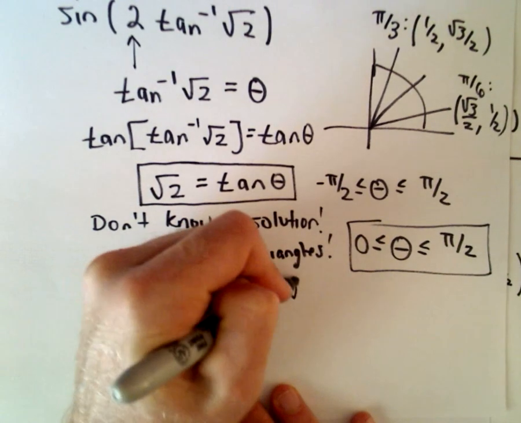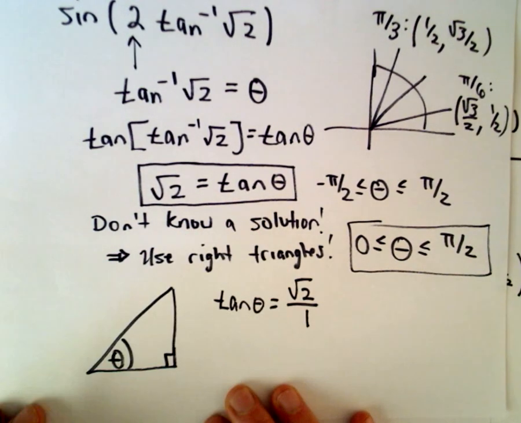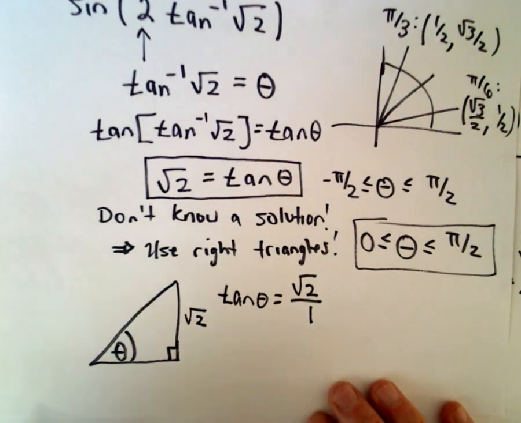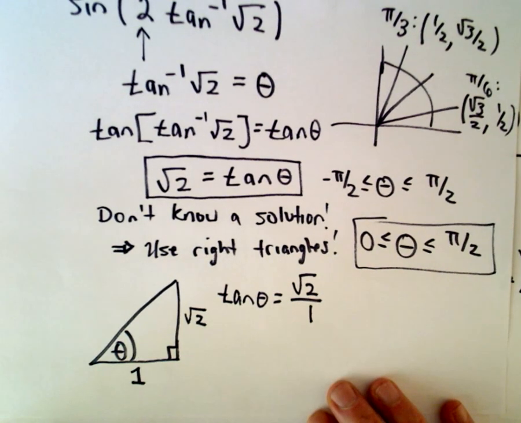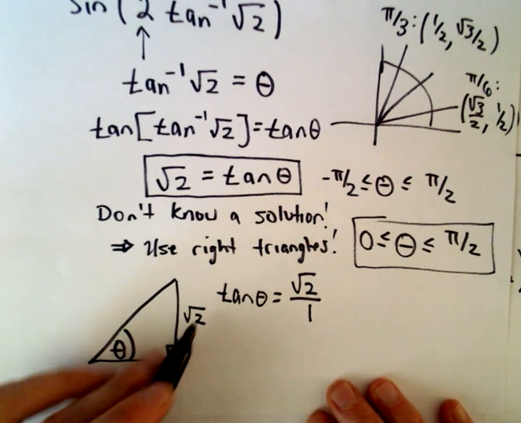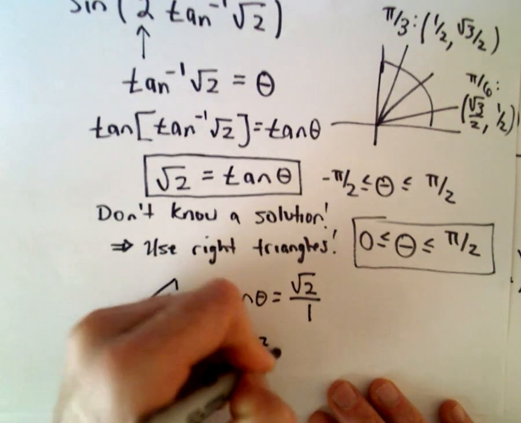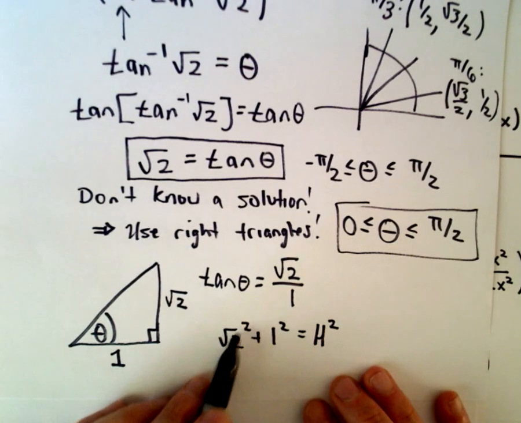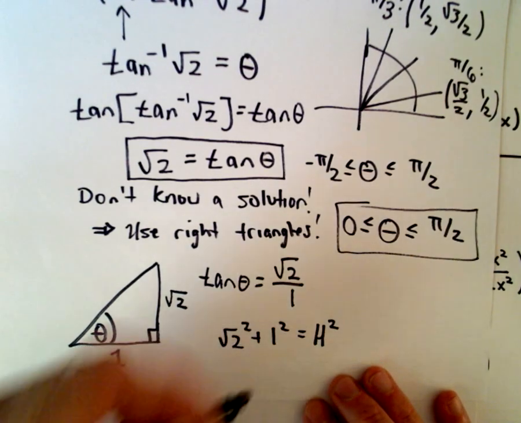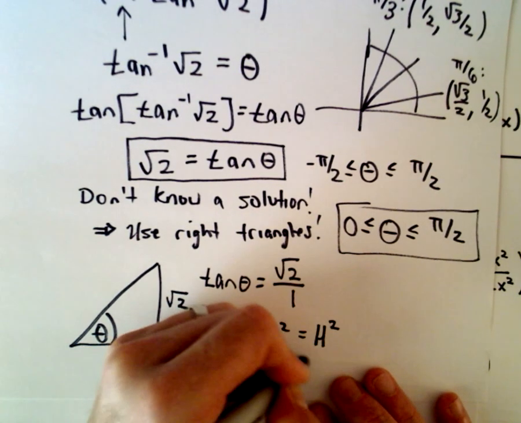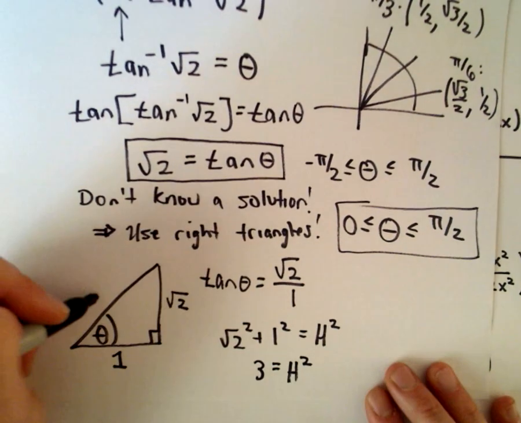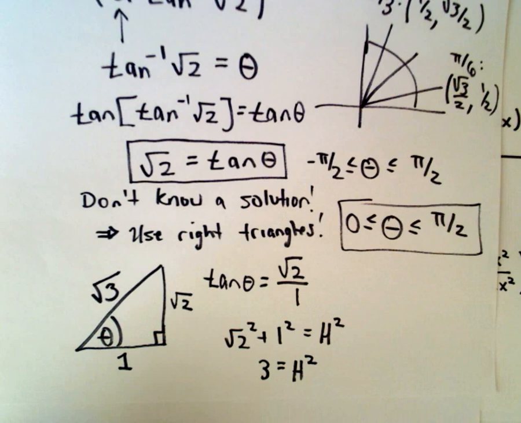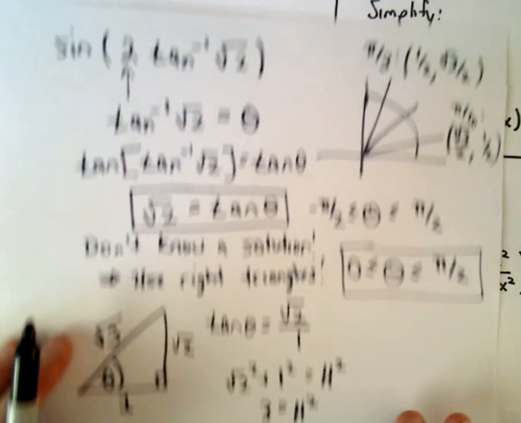So I've got tangent of theta. I'm going to write this as the square root of 2 over 1. That way I've got an opposite side, which is going to be the square root of 2, and an adjacent side, which is going to be positive 1. And by the Pythagorean theorem, the square root of 2 squared plus 1 squared is the hypotenuse squared. Well, the square root of 2 squared is 2, plus 1, that gives us 3 equals the hypotenuse squared. So if we take the square root of both sides, we have the square root of 3. Okay, so now we've got our right triangle labeled.